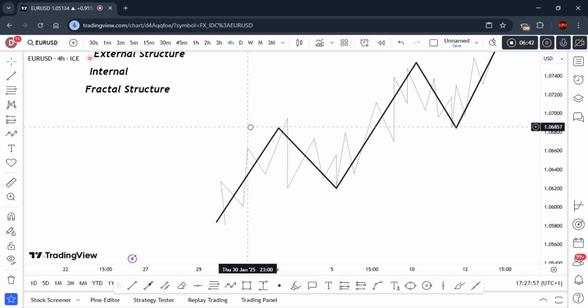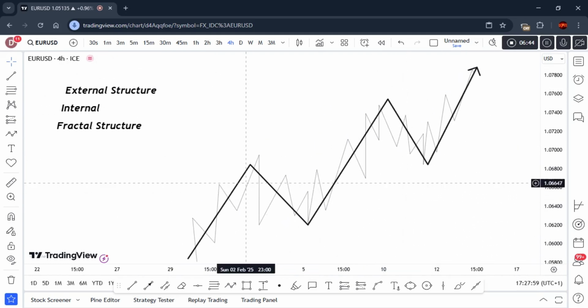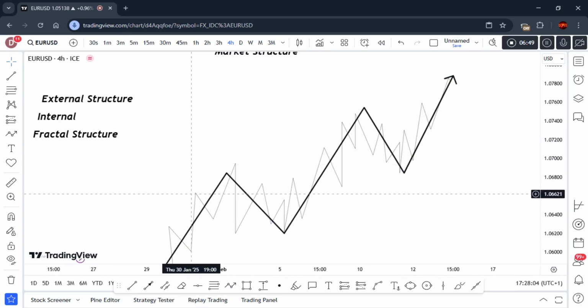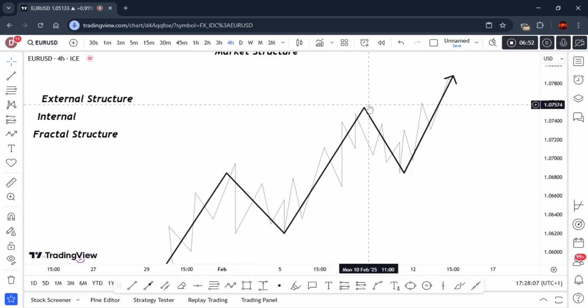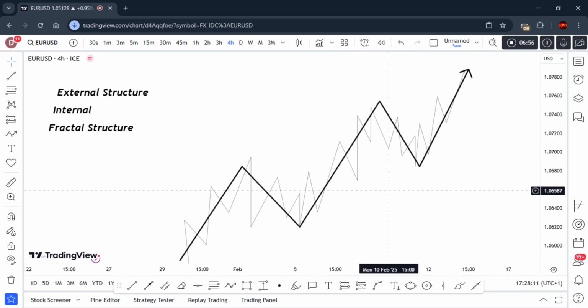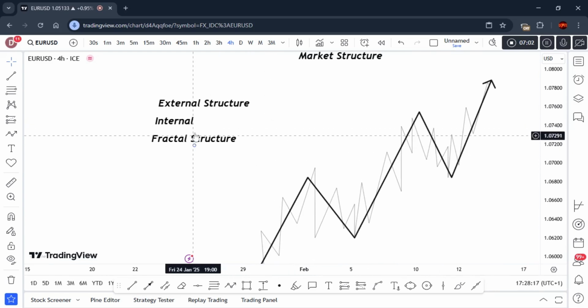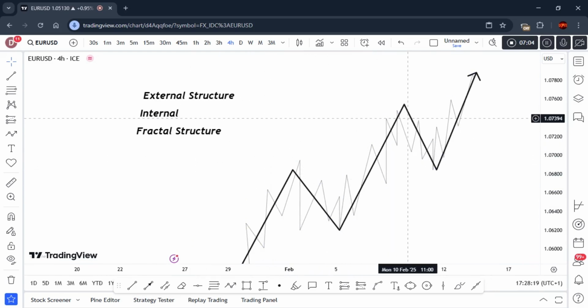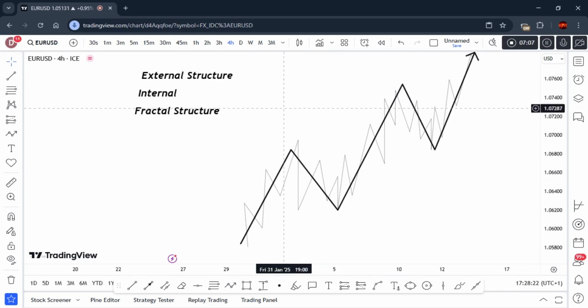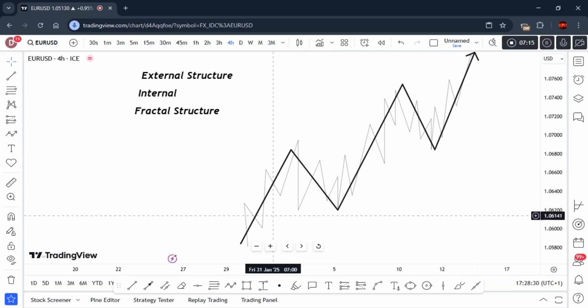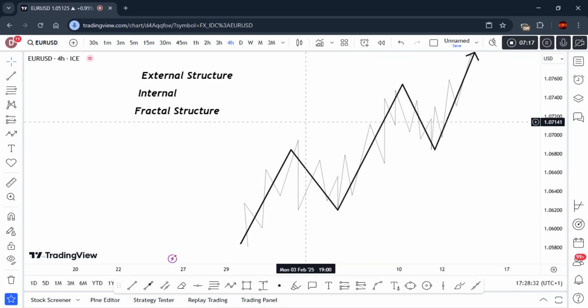So that aside, like I said, the external structure is what houses the internal structure and the fractal structure. So let's say, for instance, this thick black line right here is the external structure. Now we know our objective. The objective is an uptrend, is it not? So what we are going to do now is use the internal structure to follow the objective of the external structure. If the external structure's objective is an uptrend, it means we are going to use the internal structure to facilitate that objective, which is what?